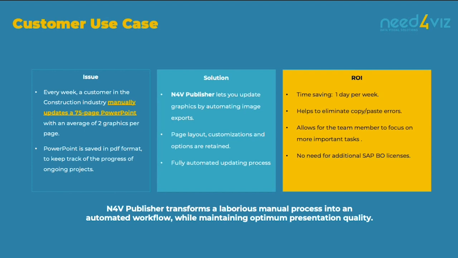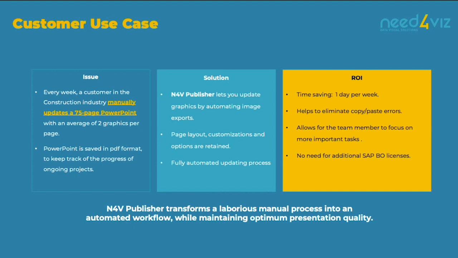So how can we help them? Our solution, N4V Publisher, lets you update graphics by automating the image exports. Page layout, customizations, and options are retained. As well, the fully automated updating process is occurring.